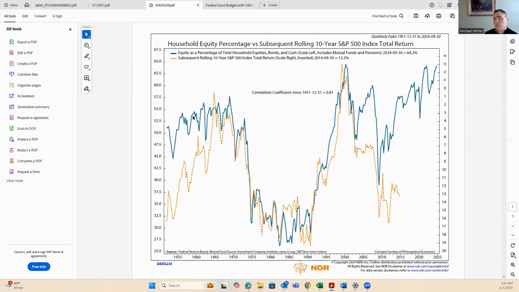So the dark blue line is the household equity percentage. It's not everybody, it's just people with investment accounts. So half of the population isn't even included in this because they live paycheck to paycheck. And the left scale is the actual equity percentage. The dotted line is the subsequent rolling 10-year return, and the scale is on the right side. You'll notice that the dotted line is 10 years behind where we are today, which makes sense.